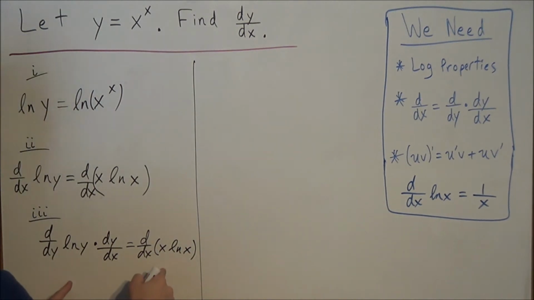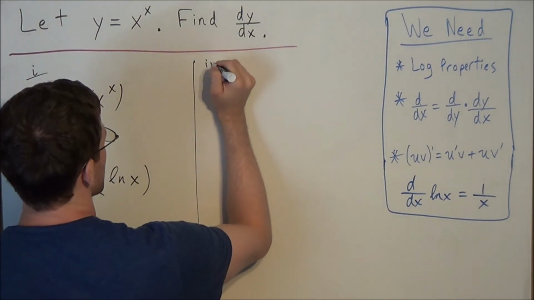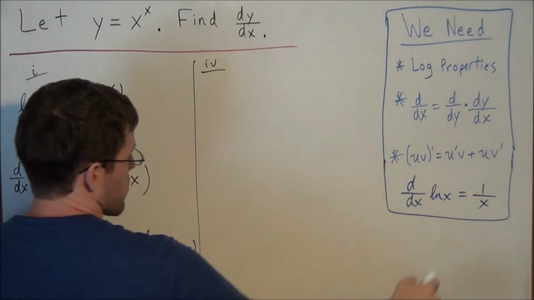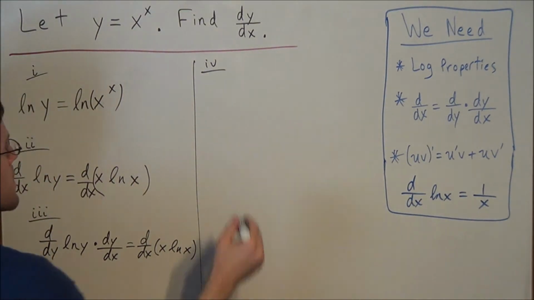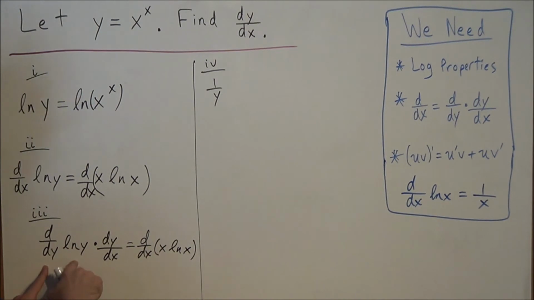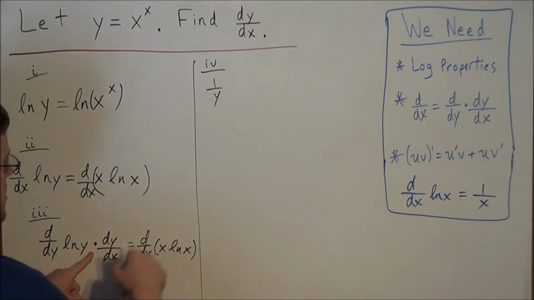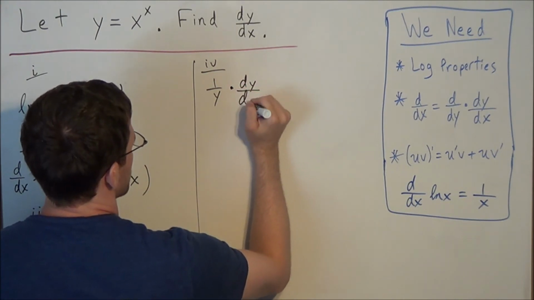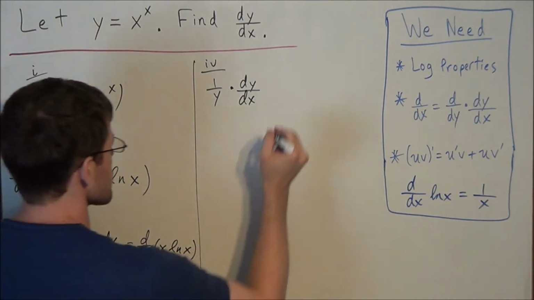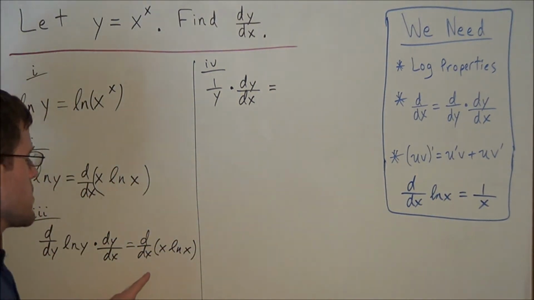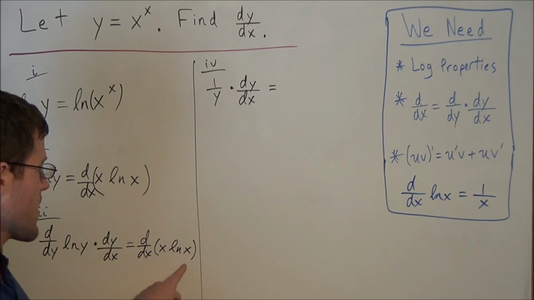So for the next step, what we're going to do is take the derivative of each of these pieces. So on the left hand side, d dy of the natural log of y, using our derivative for the natural log, is simply 1 over y. So d dy of the natural log of y is 1 over y times dy dx. And now we have equals, and this is where we're going to use the product rule. We're taking the derivative with respect to x of x ln x.